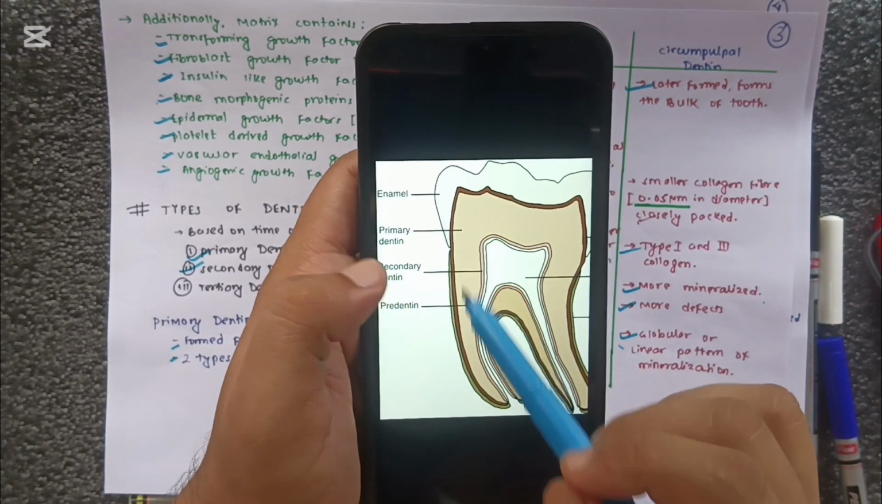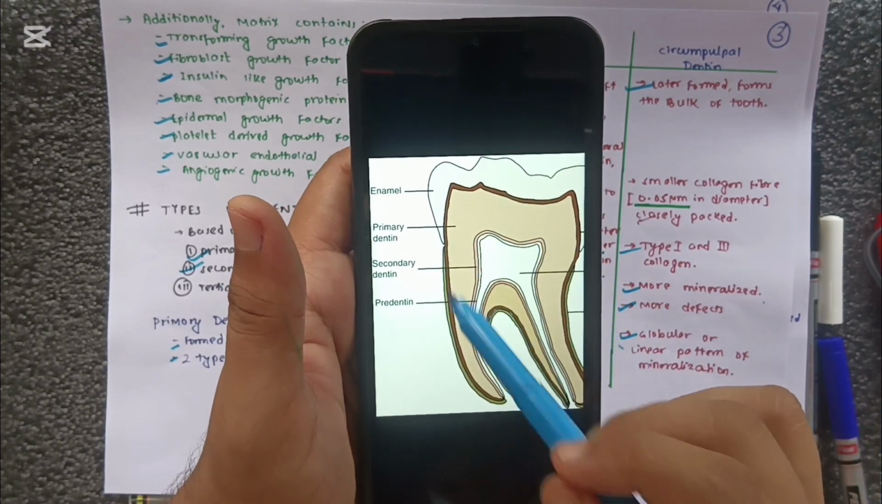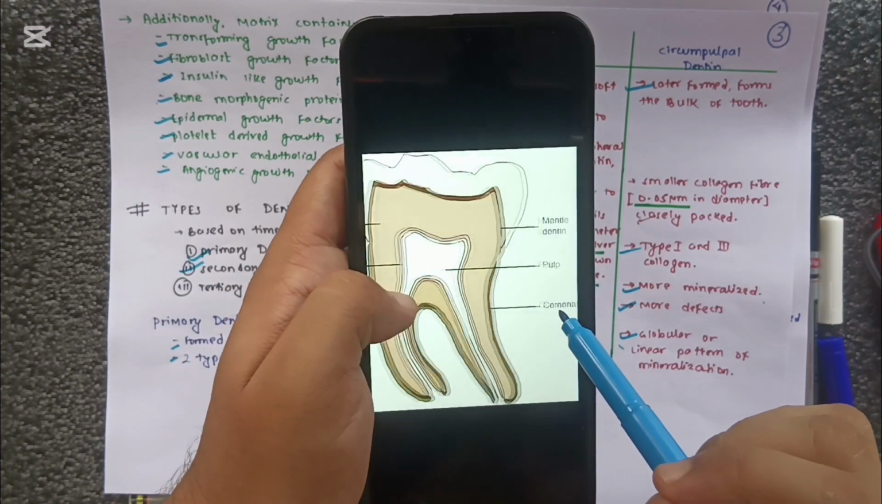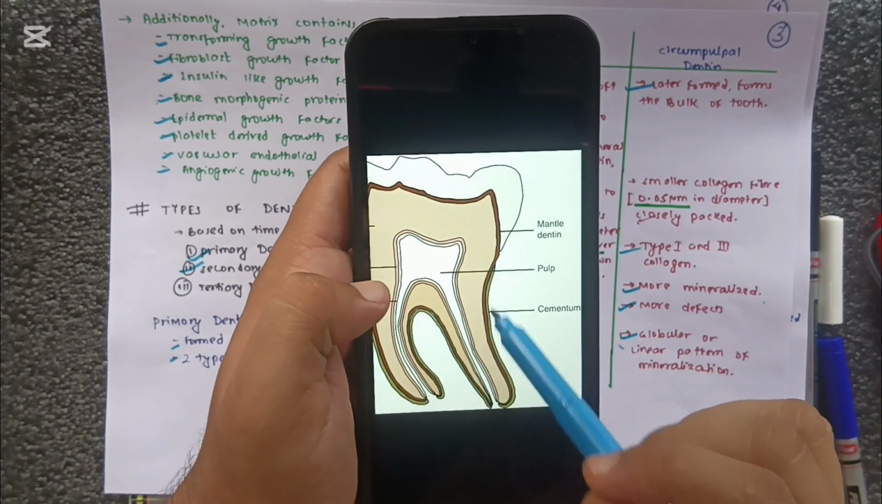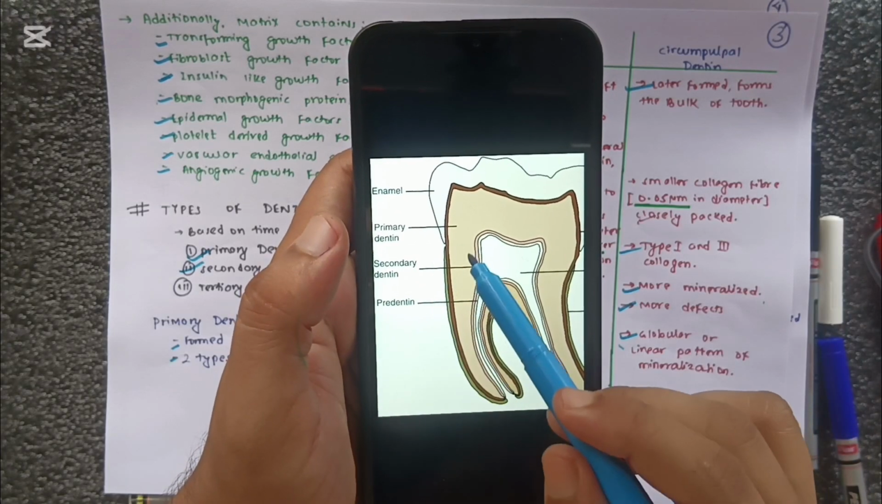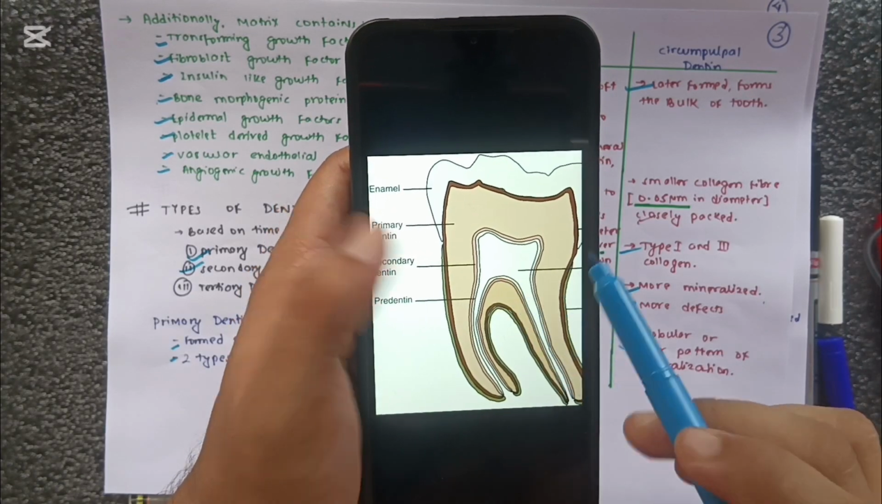Primary dentin forms the bulk. Circumpulpal dentin is this, and this brownish part is the mantle dentin. This is the pulp, this is the cementum, and the secondary dentin is here, and the predentin is also present here.